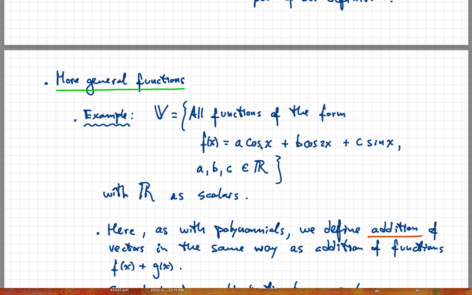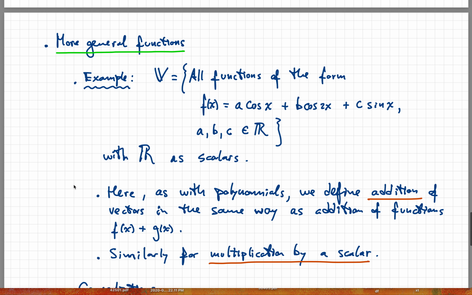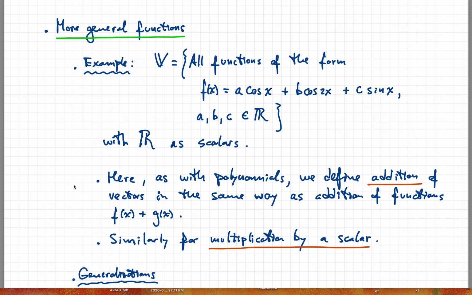But for now, let's consider this space, the space of all functions of this form, where a, b, and c are any constants that could take on any real value, and we're going to take the real numbers as scalars. So here, as with the polynomials, we will define the addition of the vectors in the same way as addition of functions. So if I have a function of this form with some constants a, b, c, then I could take another function of that form that's also in the space with different constants, a, b, and c. And how would I define the addition?